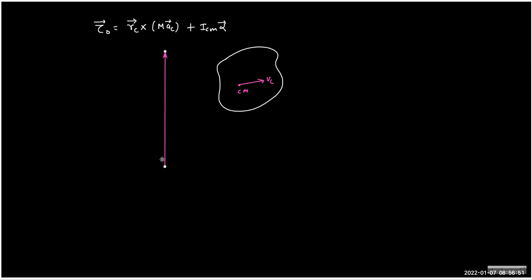So torque about a general point is something like RC cross MAC plus ICM into alpha. And what I was trying to say is that to make the first term zero, there are two possibilities. Look at the first scenario. Let's say this is some random body, and this is the center of mass. You are trying to write the torque about a general point somewhere here, and this is called RC. So if you're writing the torque equation about a generic point, you will have two terms.